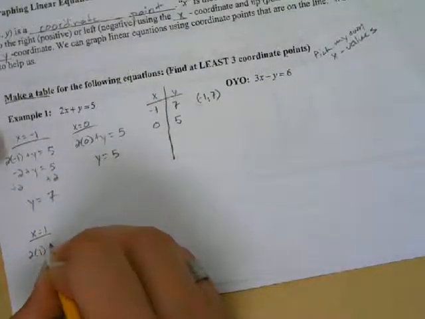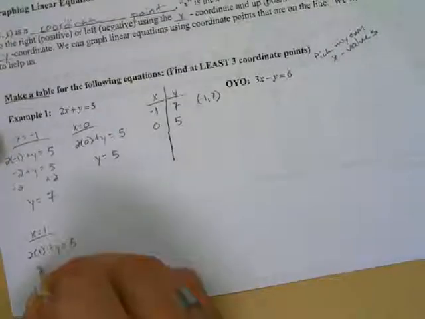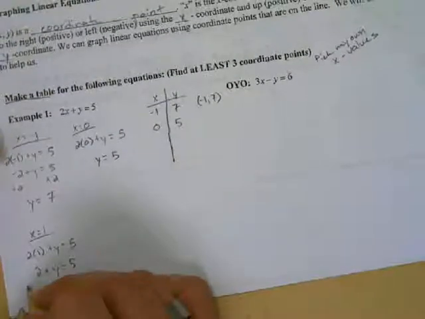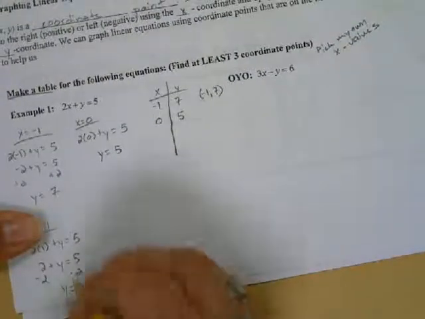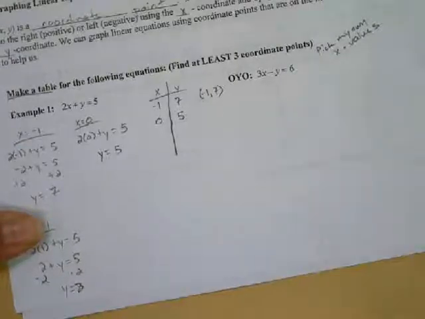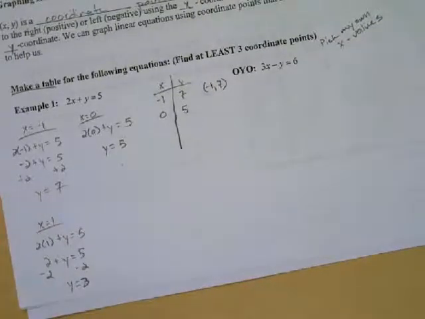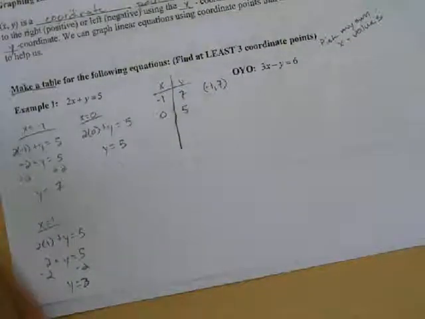Okay, if I plug in 1, 2 times 1 plus y is 5. 2 plus y is equal to 5. If you need me to slow down, it's real simple. You just hit pause, and you go back, and you do it again. It's the nice thing about the videos: you can always just pause me. You could even mute me if you don't want to listen to me, and just watch what I'm doing instead.